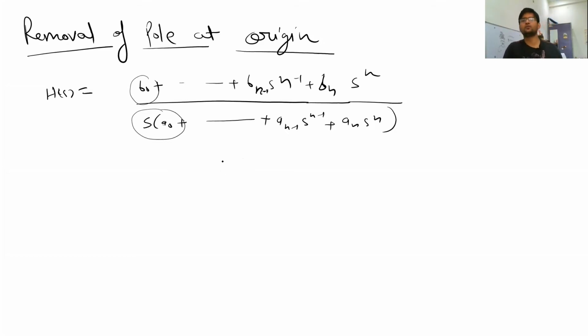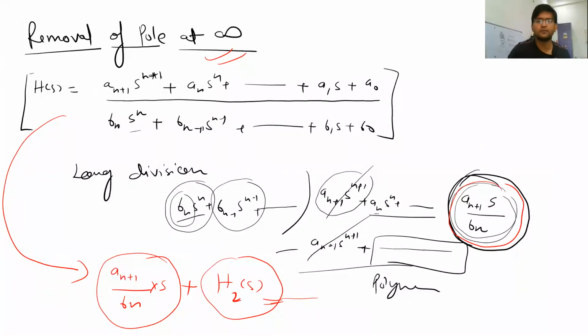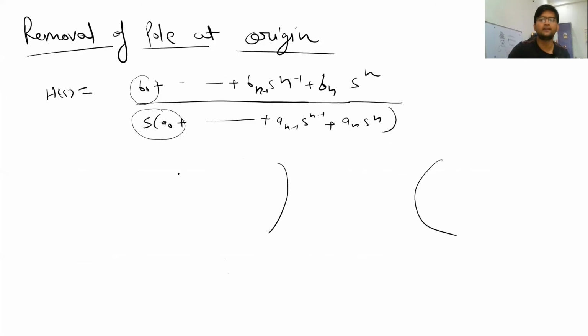Again we are going to use the long division method, but in this case it will be reversed. In the previous case for division, remember we wrote the highest order first, but in this case we are going to write the lowest order first. So this will be b_0 plus, and so on, going towards b_n s to the power n, and here also we will be writing s a_0 plus, and so on, then a_n s to the power n plus 1, and so on.